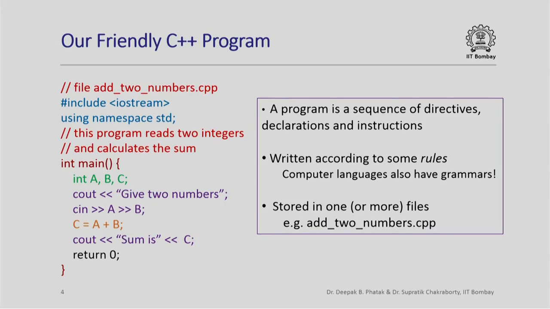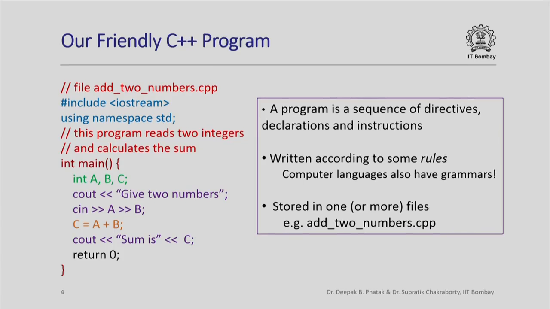Now this sequence of instructions, directives and declarations have to be written according to some rules, just like any of our natural languages like English or Hindi or Marathi have grammars, and when we construct sentences, our sentences have to follow the rules of the grammar. So computer languages also have grammars, and these basically define the rules in which we can write computer programs. So when we write a C++ program, it has to be according to the rules of C++ grammar.